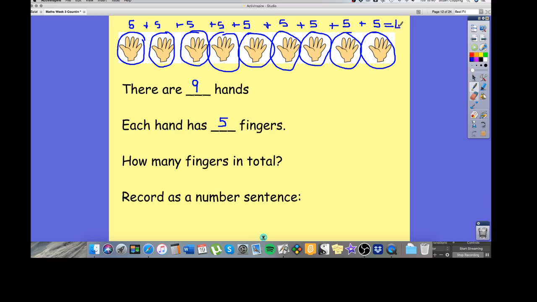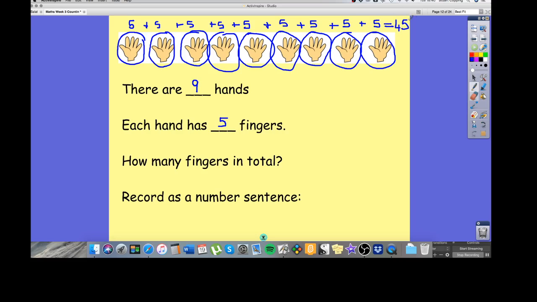And if at any point you think, oh, this is a little bit tricky, you were all given a 100 square, those who are at home. So grab that 100 square and use it to count. Because remember, when we count in fives, you're only saying the numbers that have a 5 at the end, or a 0 at the end.